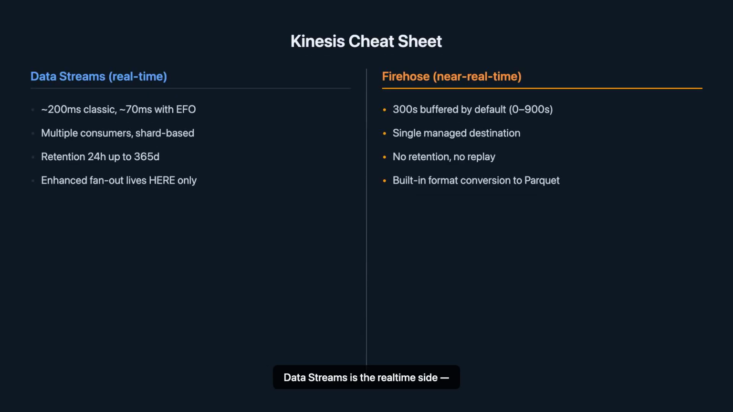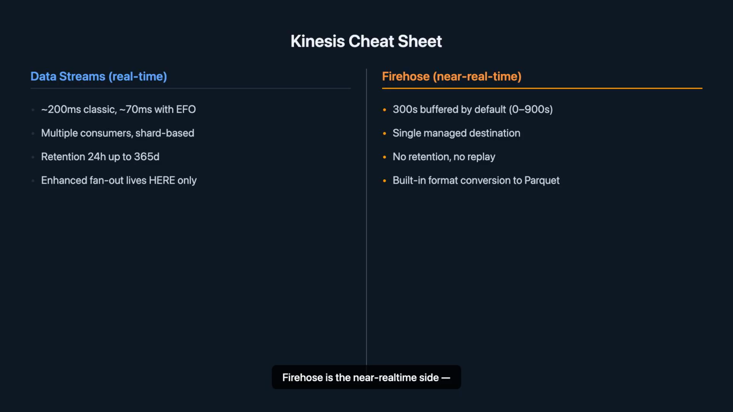Kinesis splits cleanly into 2 services. Data Streams is the real-time side, around 200 milliseconds classic or 70 milliseconds with enhanced fan-out. It supports multiple consumers, it's shard-based, and retention runs from 24 hours up to a full year. Enhanced fan-out lives here and only here.